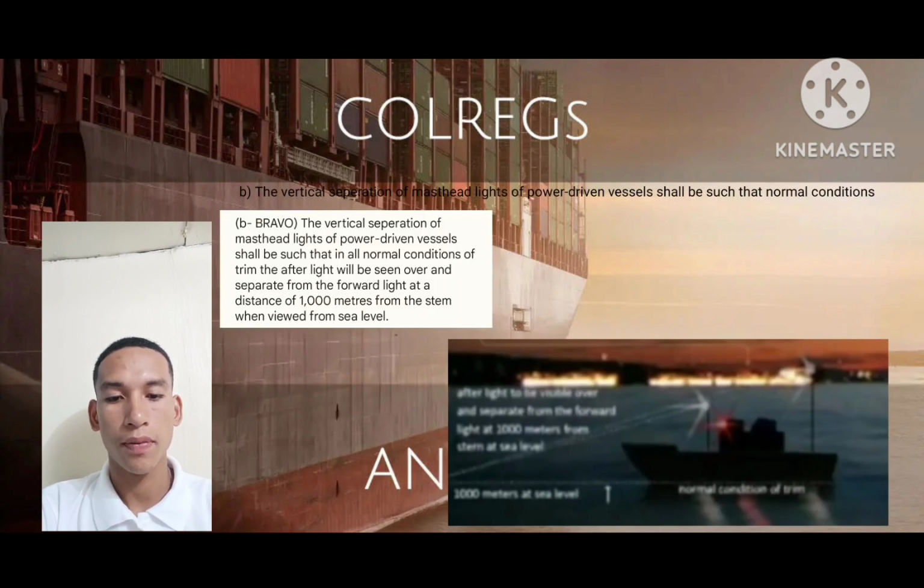B is for Bravo. The vertical separation of masthead lights of power-driven vessels shall be such that in all normal conditions of trim, the after lights will be seen over and separate from the forward lights at a distance of 1000 meters from the stem when viewed from sea level.